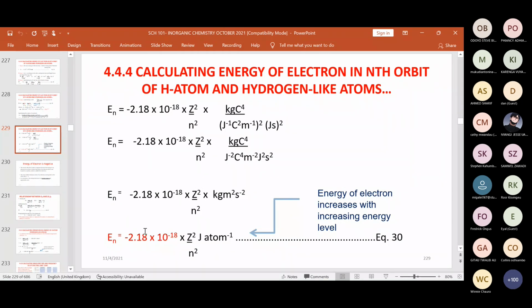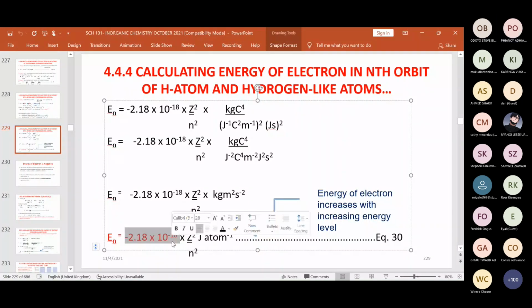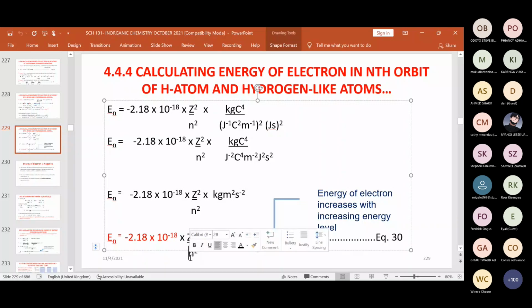You can derive the equation, and you can master this negative 2.18 times 10 raised to minus 18 as the energy for the first orbit of hydrogen. For the second orbit, the value of N will be 2, so you substitute N squared by 2 squared. For the third, you substitute N squared by 3 squared.